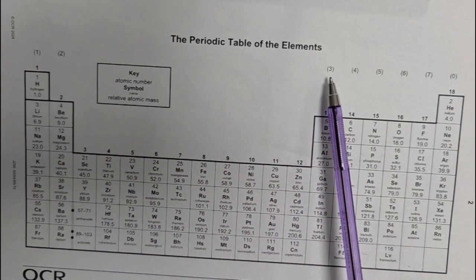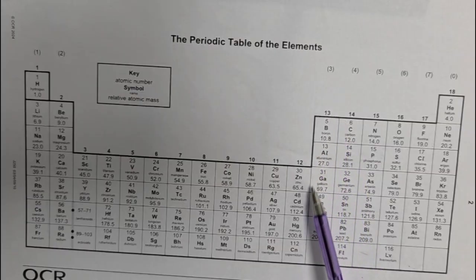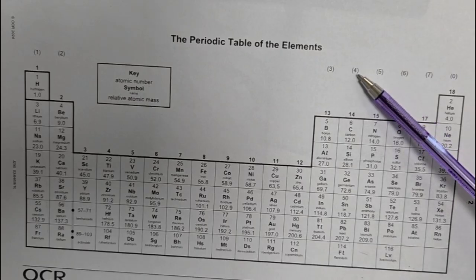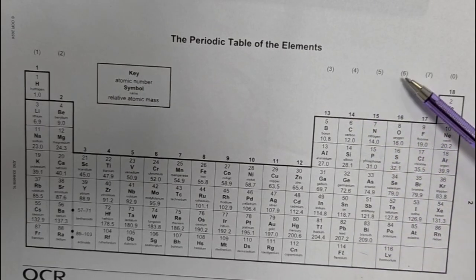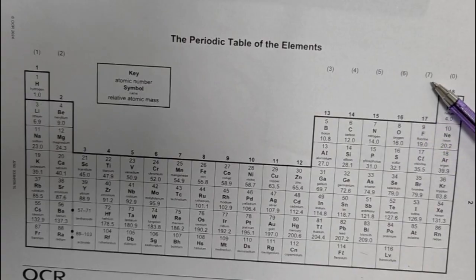The groups continue over here. Group 3 contains these elements. These elements are grouped together because their properties are similar. And so on. We have group 4 is the next column. Group 5 is the next. Group 6 and group 7.